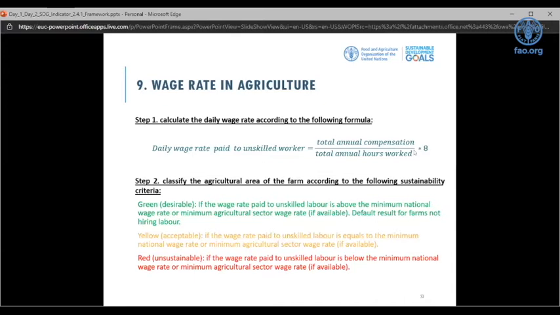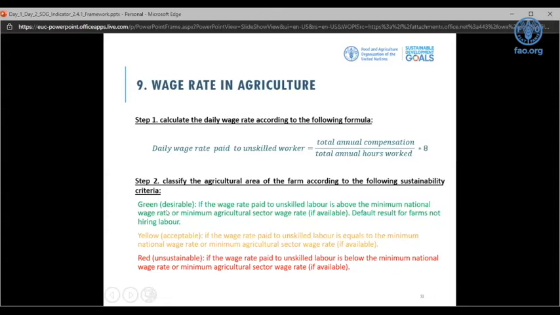So if we are given the daily wage rate paid to the unskilled workers directly, that is fine. That is very nice. If it is not, then we have to go through this more complicated way of seeking information from the respondent.